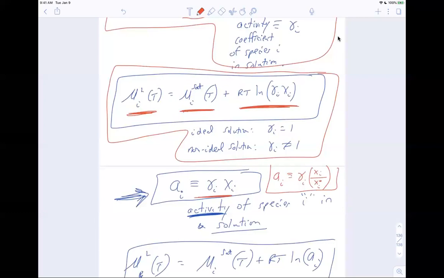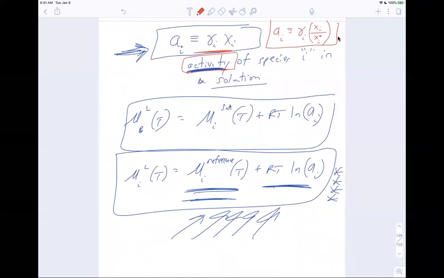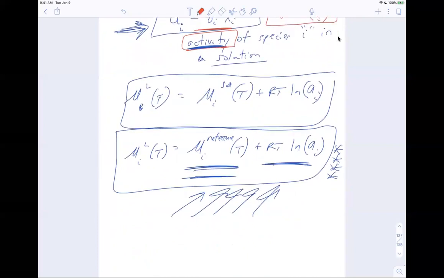Okay, and so this thing called the activity is very important. Okay. It allows us to handle non-ideality. So finally, with the incorporation of activity, our expression for a non-ideal system, the chemical potential of a species I in a non-ideal system, becomes this last expression, and that's what we left off with last class.